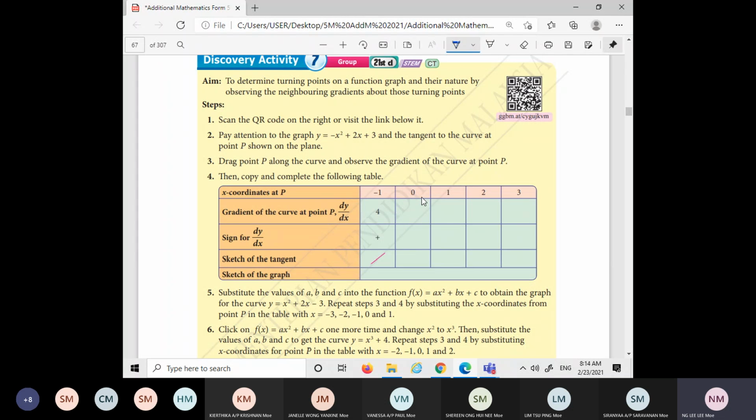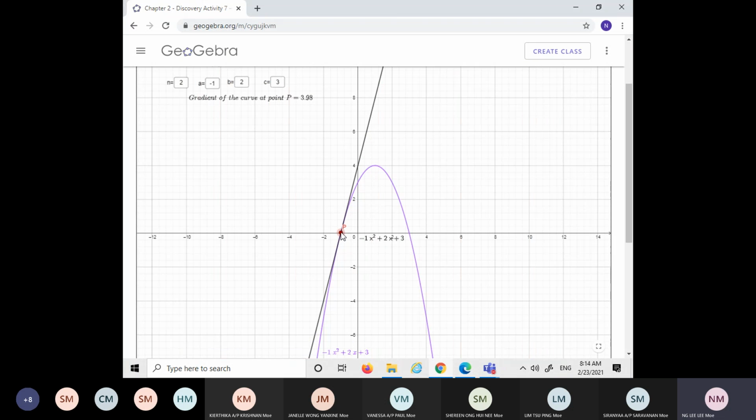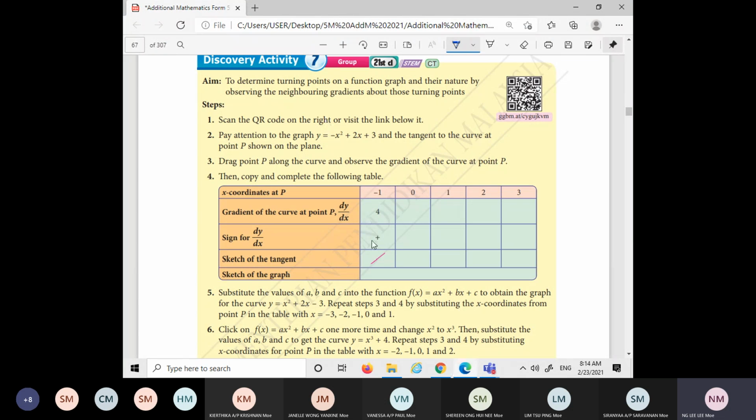Next, I try to move the point P to 0. The x coordinate is 0, so I move the point P here until the x coordinate is 0. Around that, so the answer is 2. Actually it's 2. Here you see it's 2.11, but actually the answer is 2. So here you fill out 2.